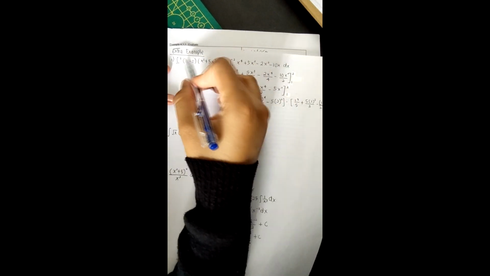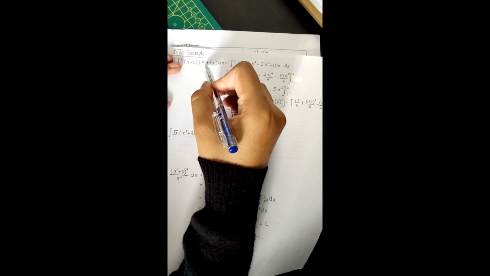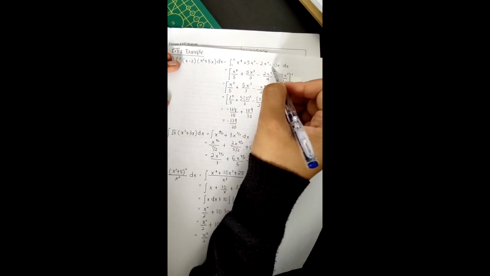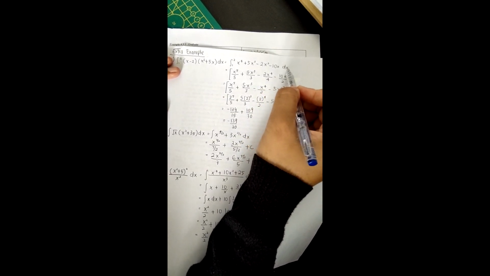So x times x cube, so awak dapat x to the power of 4. X times 5x, so dapat 5x square. And then negative 2 times x cube, so dapat negative 2x cube. Negative 2 times 5x, so dapat negative 10x dx. Okay, so integrate from 1 to 2 x to the power of 4 plus 5x to the power of 2 minus 2x power of 3 minus 10x dx.